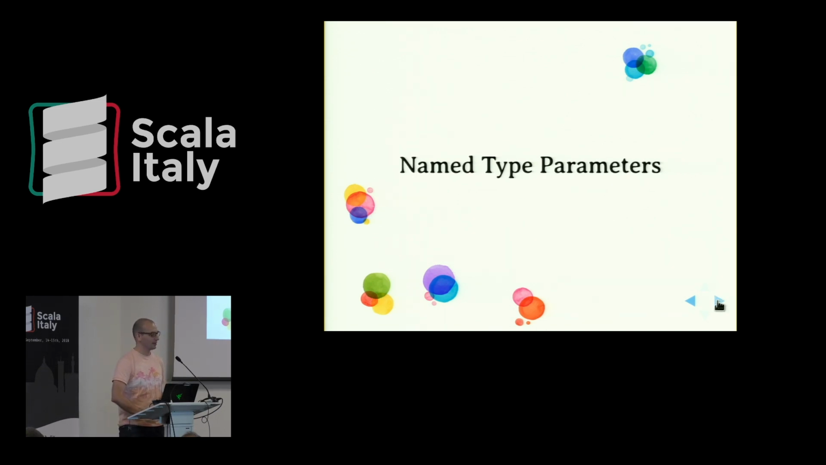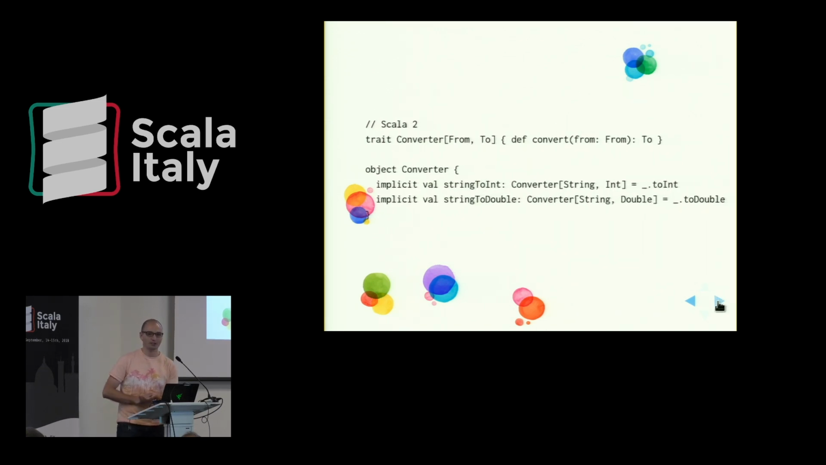We also have named type parameters. We can define a type class, for example, converter, which is a very general type class that converts from one type to another. And let's define a couple of examples from converting strings to integers and strings to doubles, using what I think is the obvious, ignoring exceptions, but doing the obvious thing.